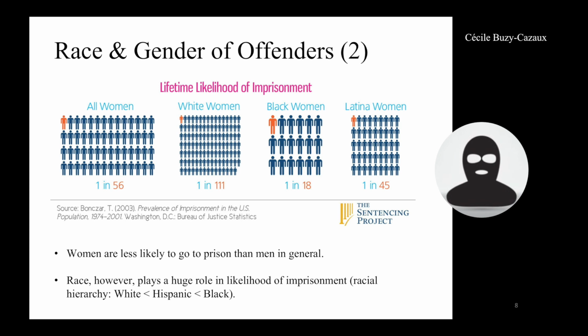But then, what about women? According to the Bureau of Justice Statistics, the probability of a US resident born in 2001 to go to prison at least once in his or her life is higher for men than for women. But when you look at the race of these women, you find that being a white woman is much more than twice as advantageous as being a Hispanic woman, and almost 6 times more advantageous than being a black woman.